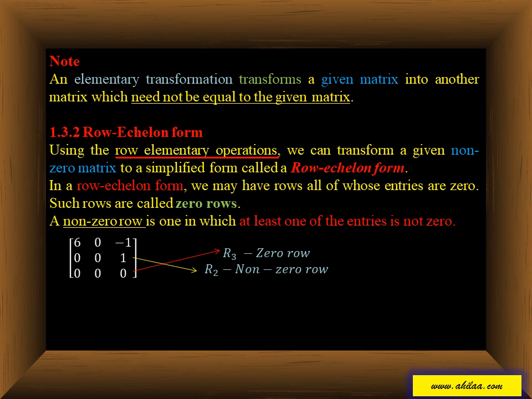Similarly, we can speak for columns also. When we consider the second column, it is a zero column. Suppose we consider the first column, we have a non-zero element 6 in it. So, we say C1 is non-zero.